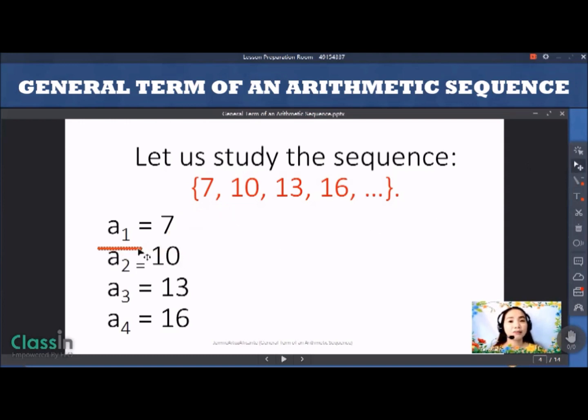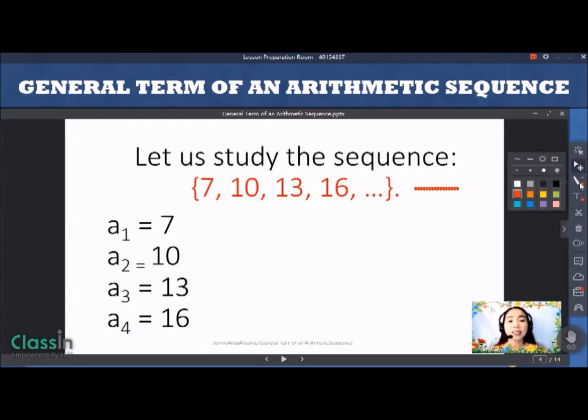a sub 1 because the subscript that we have here tells us the term number or the order of the number that we are referring to. So since 7 is the first term, it will be called a sub 1. Then 10, our second term, will be referred to as a sub 2. And 13, which is the third term, will be our a sub 3. On the other hand, 16 will be our a sub 4 because it is the fourth term.